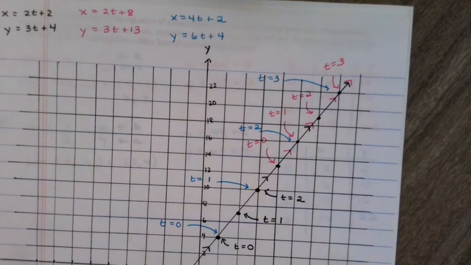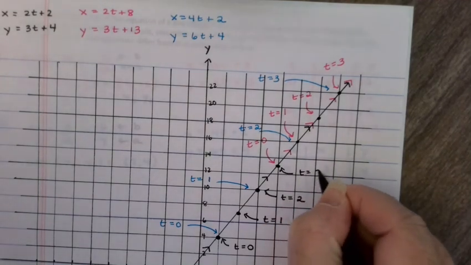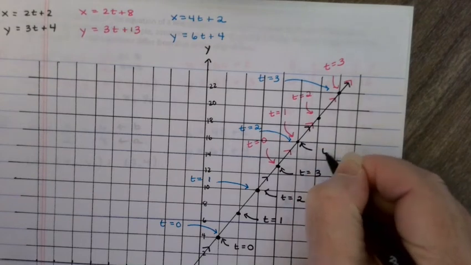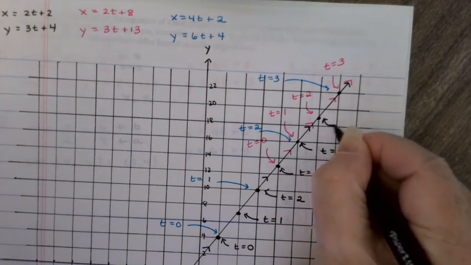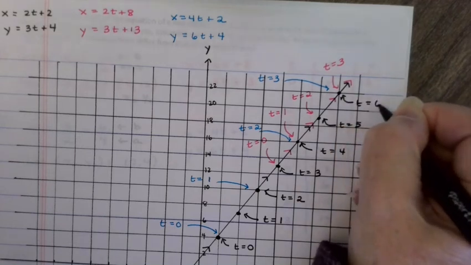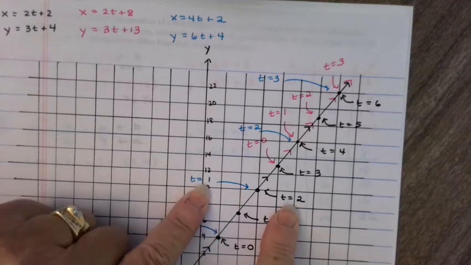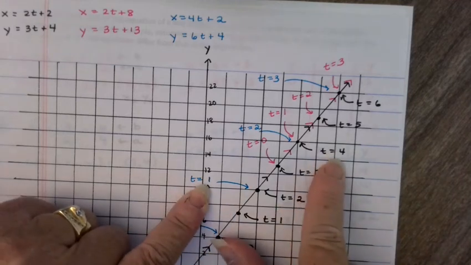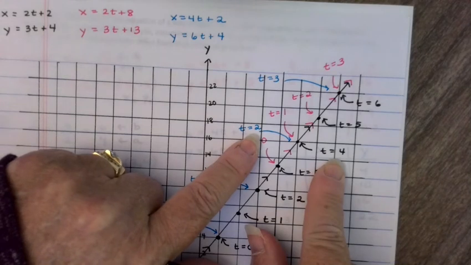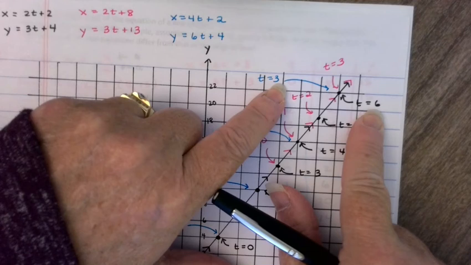I didn't finish labeling these first ones, but I probably should have. That would be t equal 3, originally t equal 4, 5, and 6. So notice, what used to take me 2 seconds now takes 1. What used to take 4 seconds now takes 2. What used to take 6 seconds now takes 3.